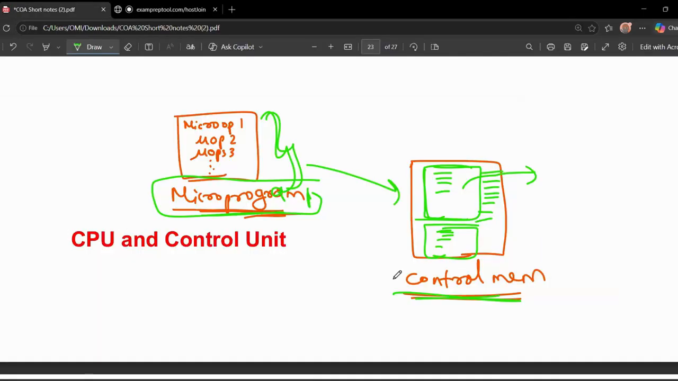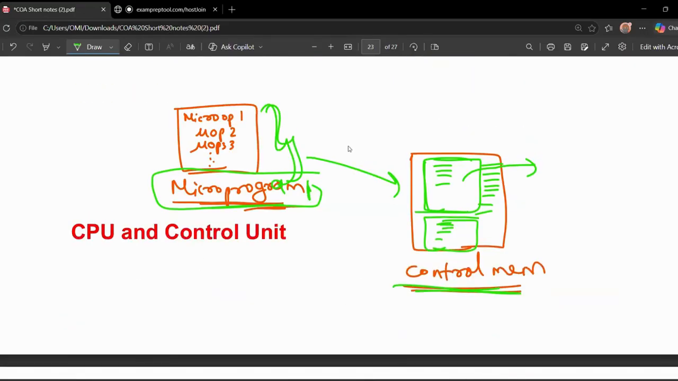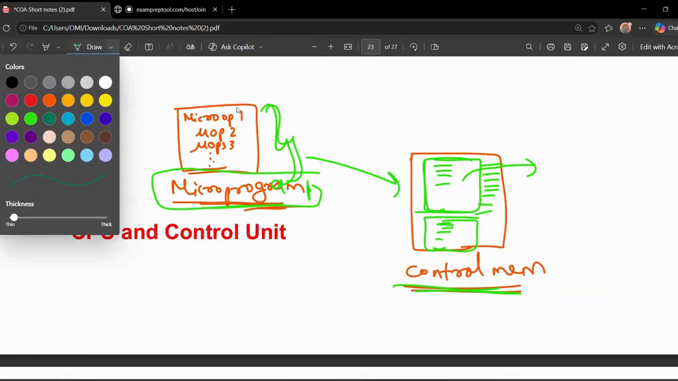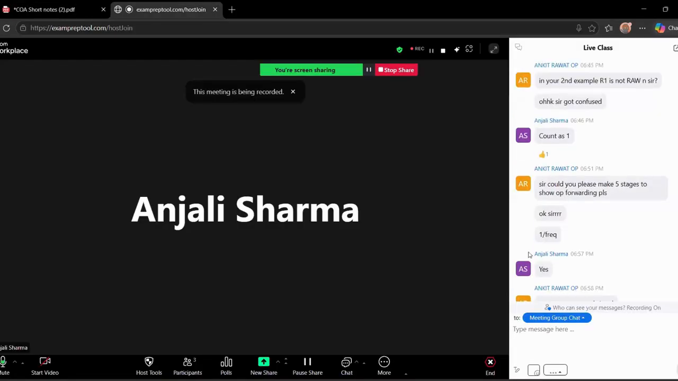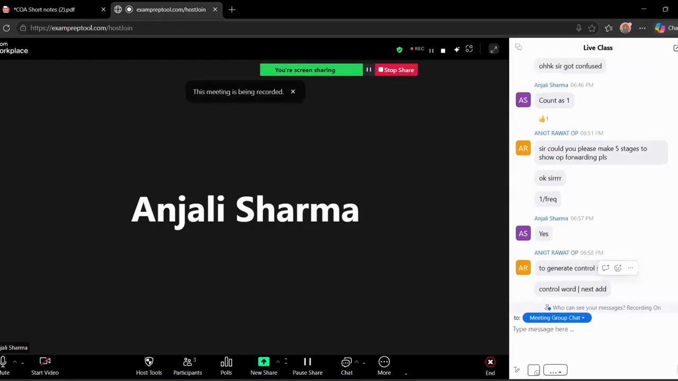Did you get the micro program? If you execute micro program 1, the control unit goes to micro program 1 and generates the control signals. Every control signal is already generated, because we are storing them in the control memory. So in each cycle, all of this is given step by step.